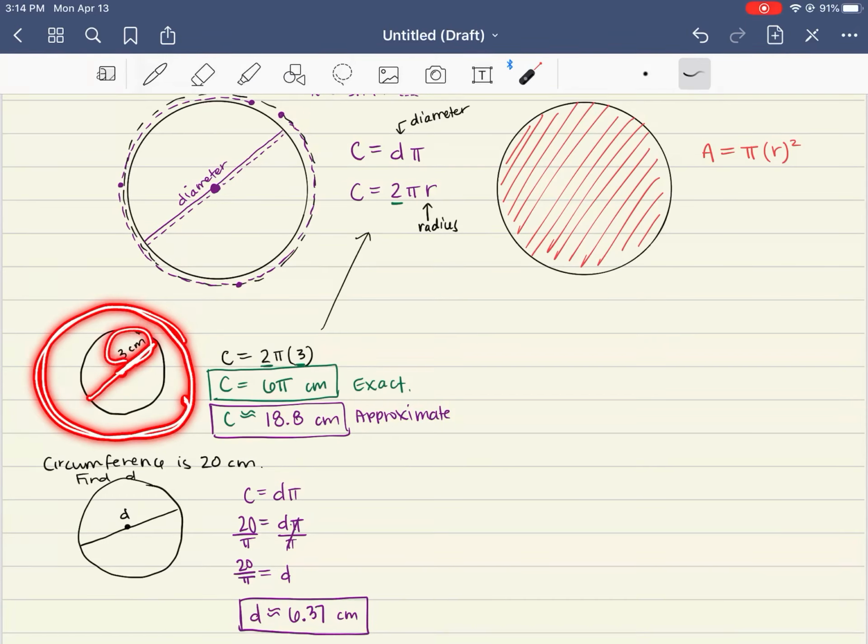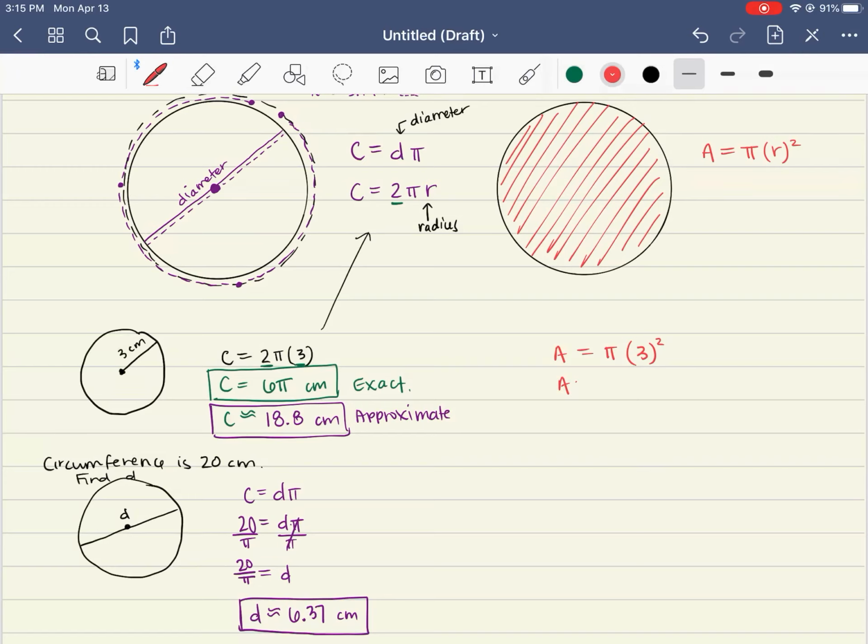So area is going to be equal to pi. We put our 3 in there and then we square that. Now in exact form, we just go ahead and square that 3. So 3 times 3 is 9, and then we have pi, and we're looking at square units, so centimeters squared. This guy right here, we never put that pi button in the calculator. This is exact form.